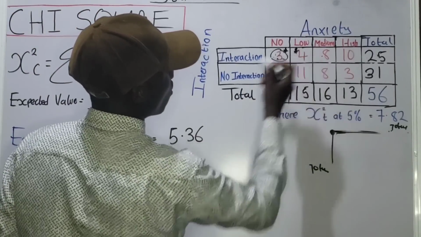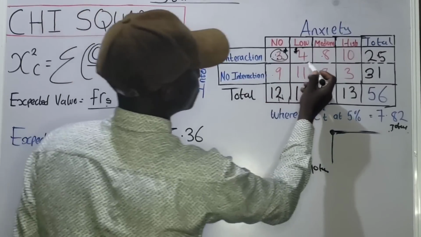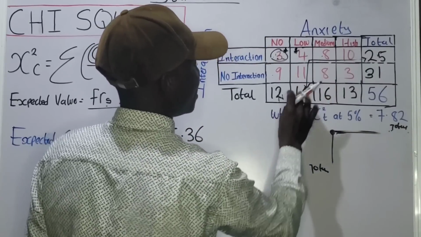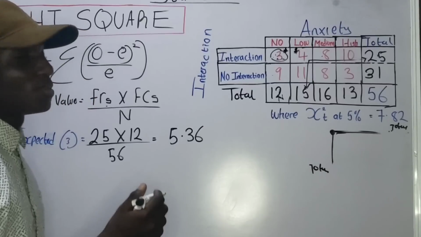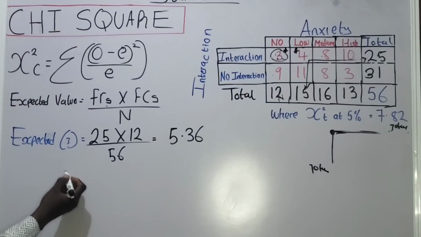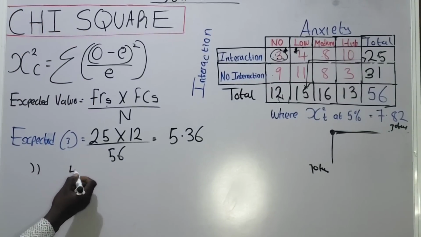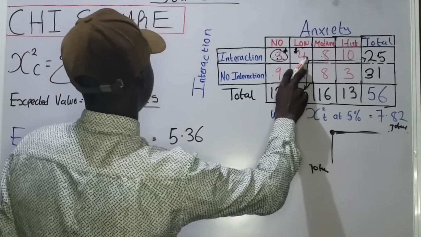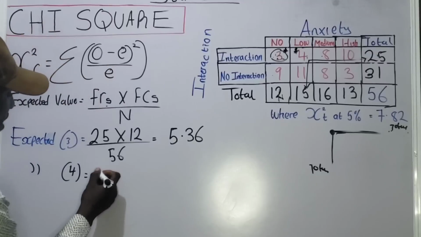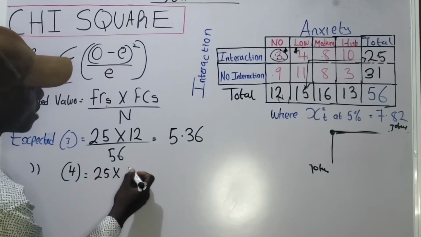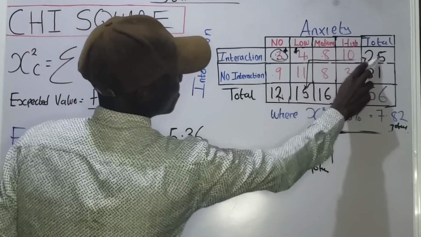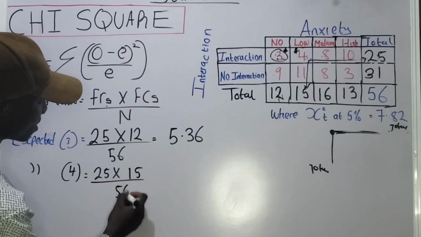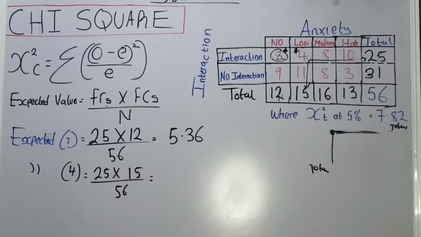Okay, let us proceed to the expected value of the next observed value. That is 4. Do you understand? So I'm going to trace it to the extreme end, which is 25, and I'm still going to trace it to the extreme end as well for the column. That is 15. So the expected value of 4 will now be the frequency of the row summation, that is 25. So I'm going to have 25 multiplied by 12. Oh, okay, not 12 now, sorry. 25 multiplied by 15. 25 times 15 all over 56. Okay, let me quickly punch my calculator here.